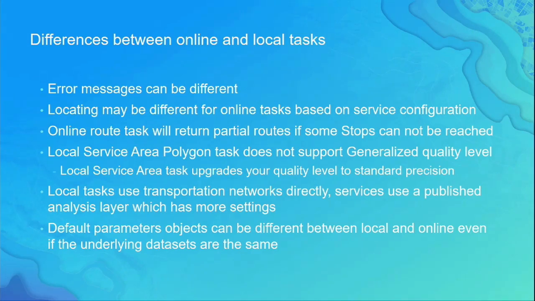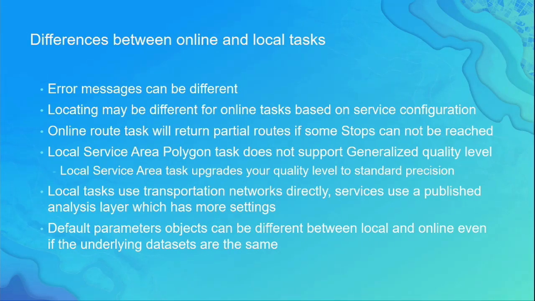The online route task can return partial routes if some stops can't be reached. Sometimes the route you get back, though, maybe it's what you want, maybe it's not quite what you want. For service area, depending on what version of the server you're using and how the data has been configured, the polygon quality can look different. And the local task doesn't support the generalized quality level. That's the hierarchical version of the algorithm. We don't support that in runtime. What we do is we actually just upgrade your quality one level, so it's like a freebie. We don't support it, but you get something for free.